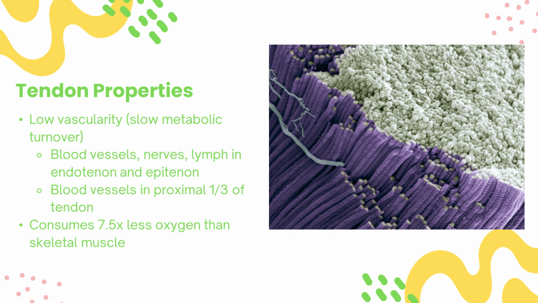In fact, tendon has 7.5 times less oxygenation than a muscle does. A skeletal muscle has much more oxygenation due to that blood flow. That blood is carrying that oxygen to the tissue and helping it metabolize so that it can heal faster. The tendon doesn't get that so much. So again, this contributes to the slow healing of the tendon.